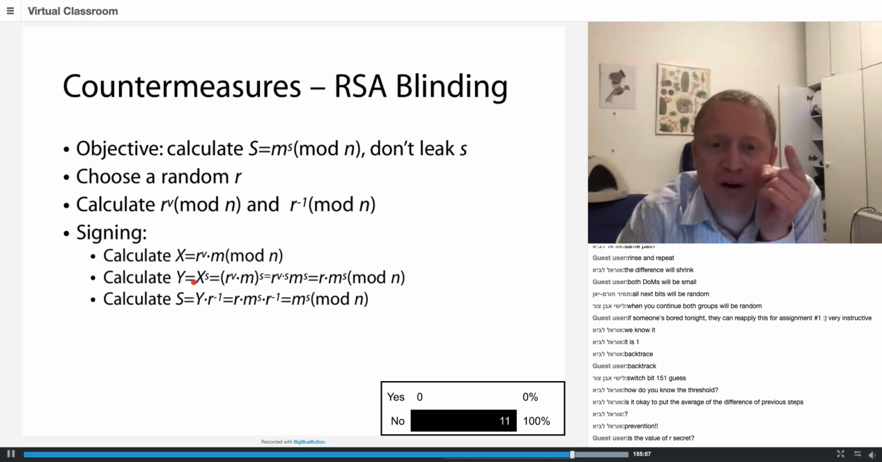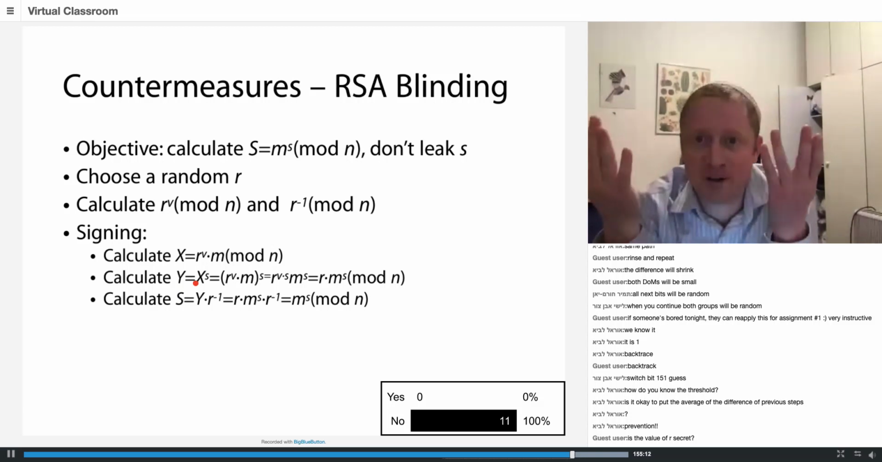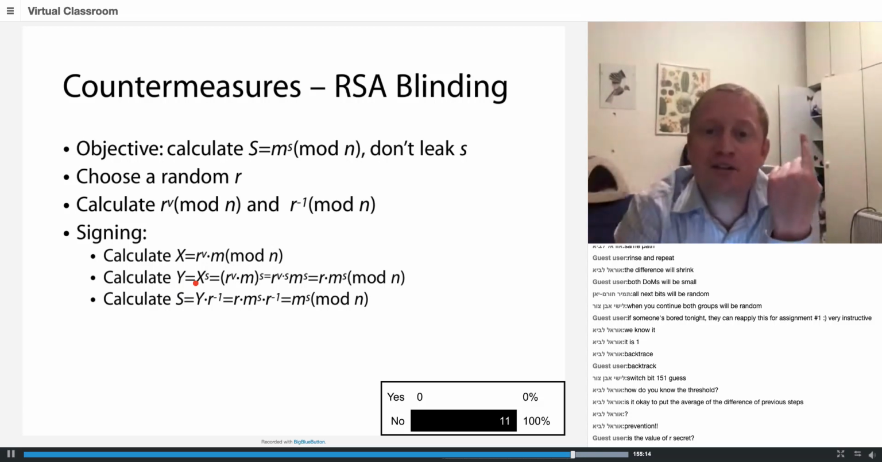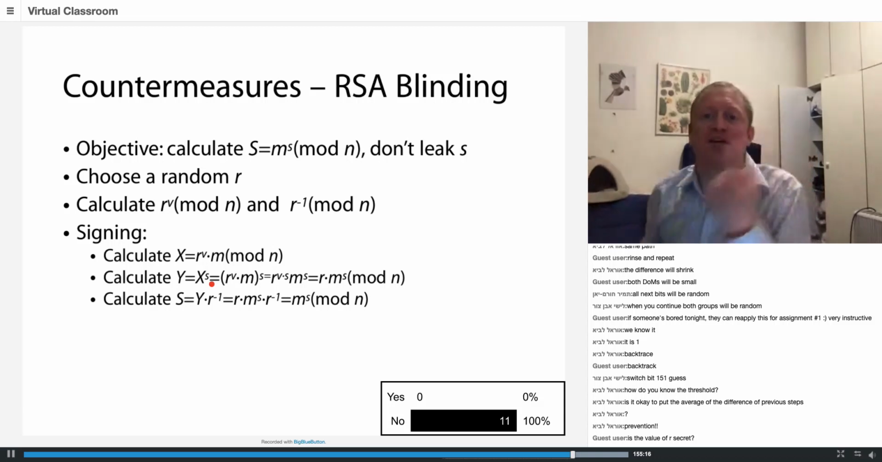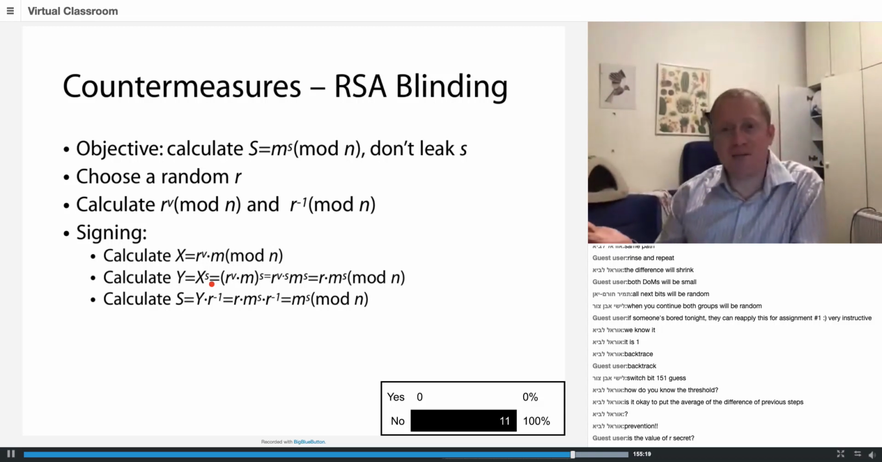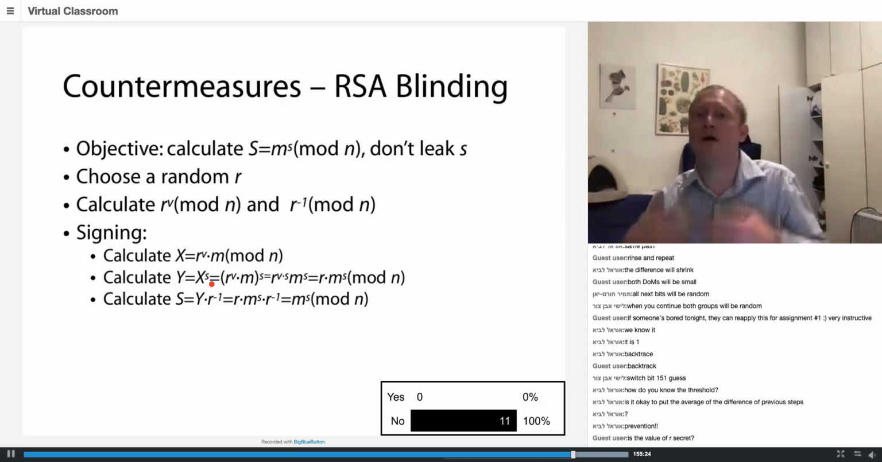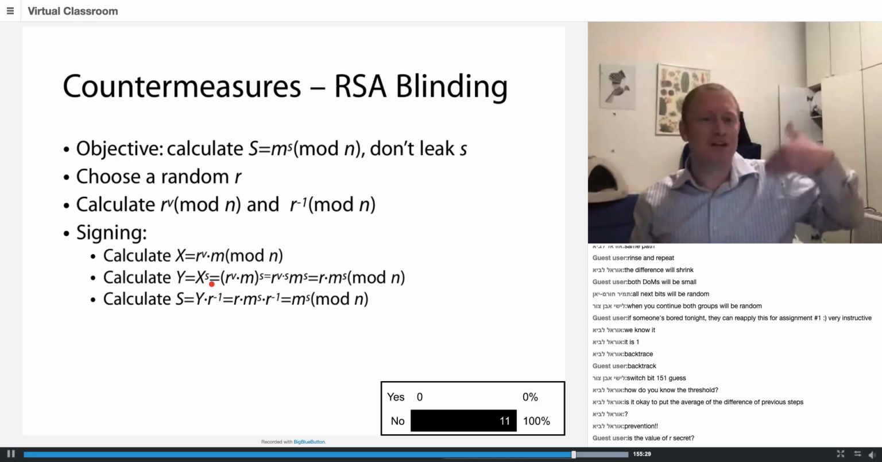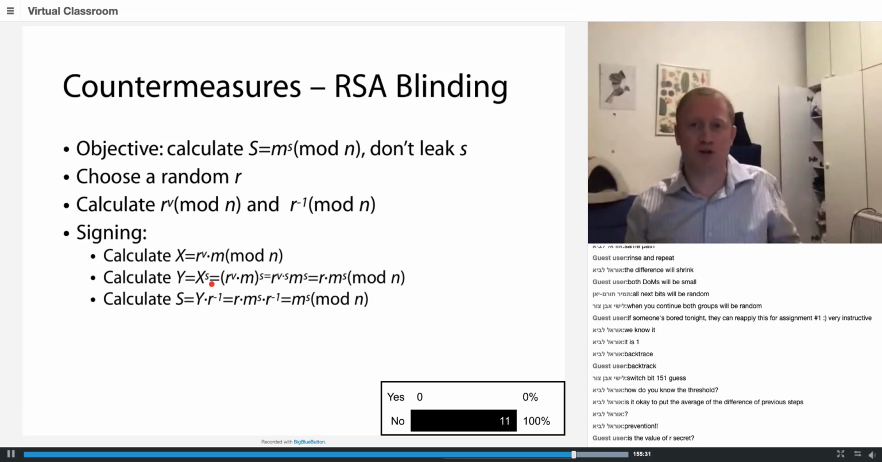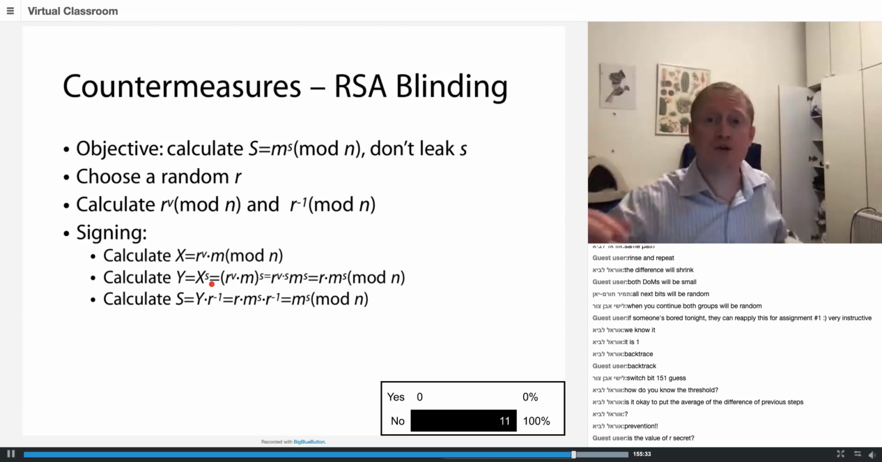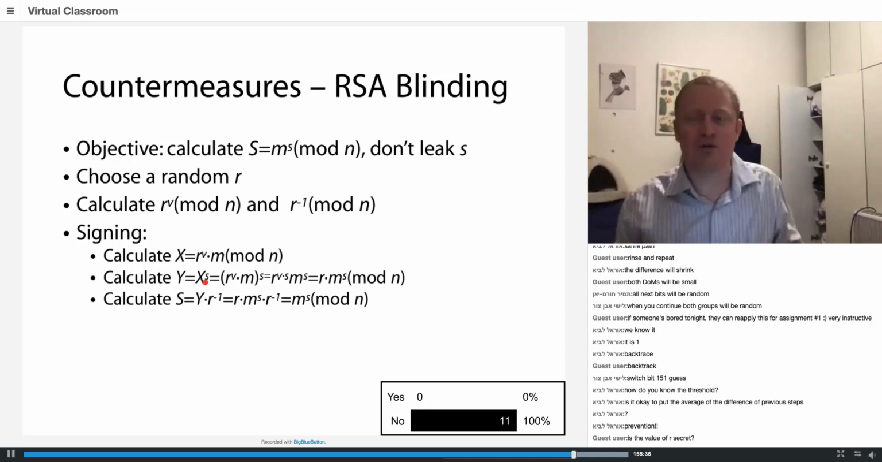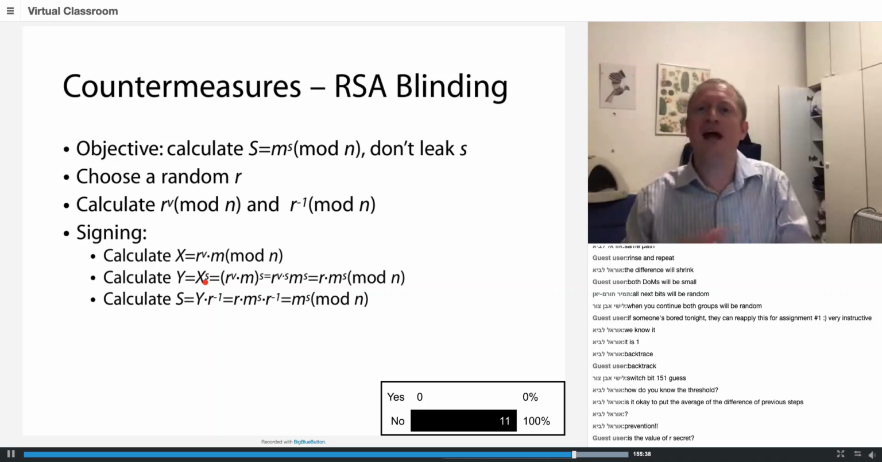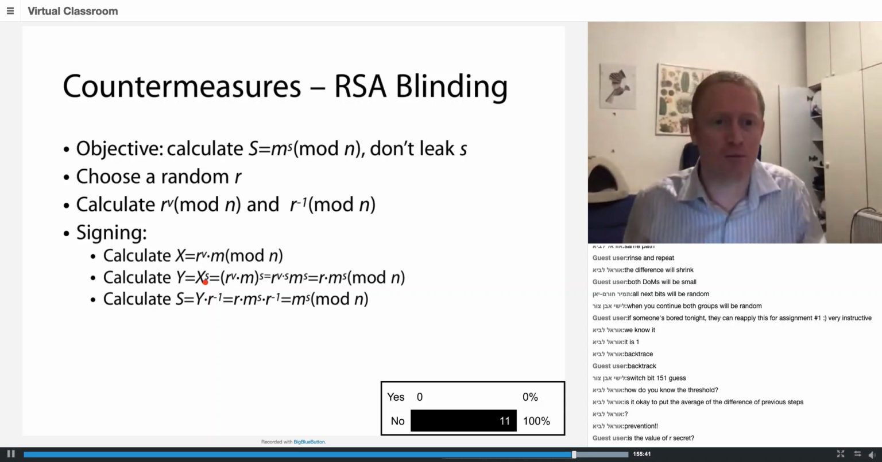The value of X is unknown to the adversary. And this is why this computation does not help the adversary who is using a timing attack recover any information about S. We're just raising a random value. If you recall, the timing attack depended on being able to dictate what is going into the modular exponentiation. But here, this value X is completely random. It could be any element of the multiplicative group.